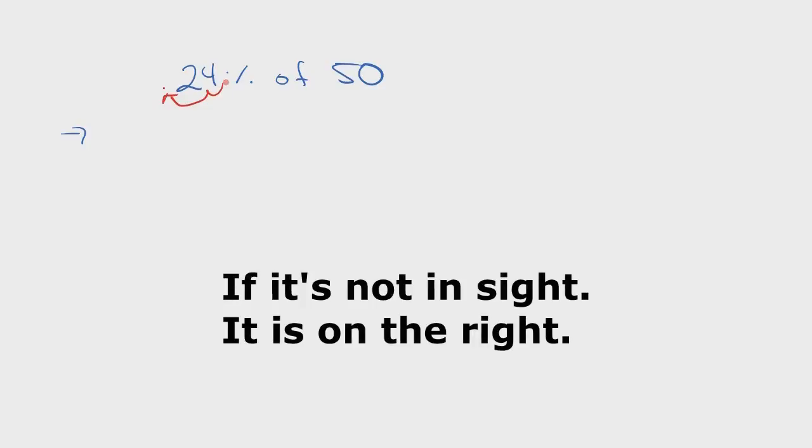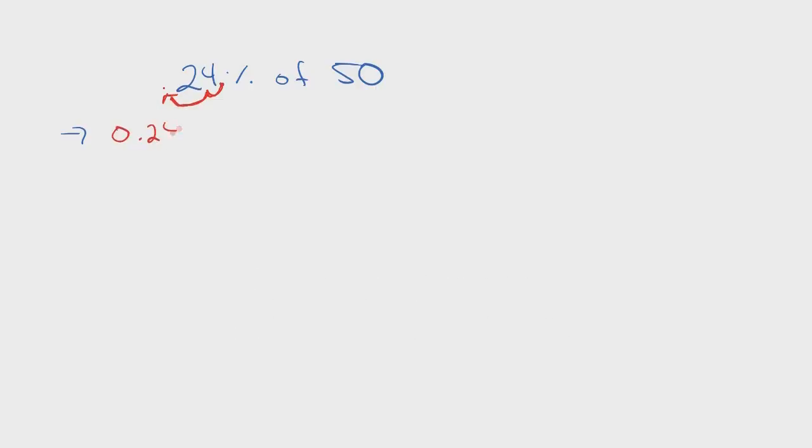And it said 24% of 50. I am going to do it step 2 way by changing it into a decimal. 24%, we moved the decimal 2 spaces to the left. By the way, I always have a saying, if the decimal is not in sight, it's on the right. Since we didn't see it, we know it's here on the right. So I moved 2 spaces to the left. So this becomes 0.24. The "of" becomes multiplication, and you have 50.